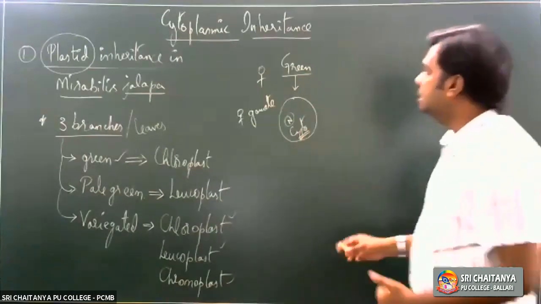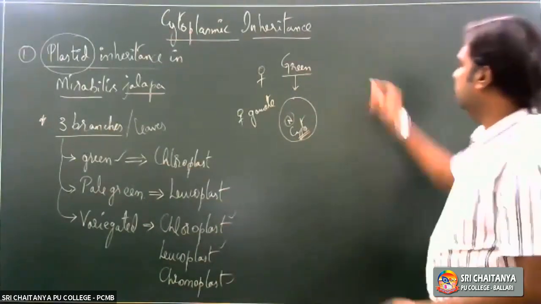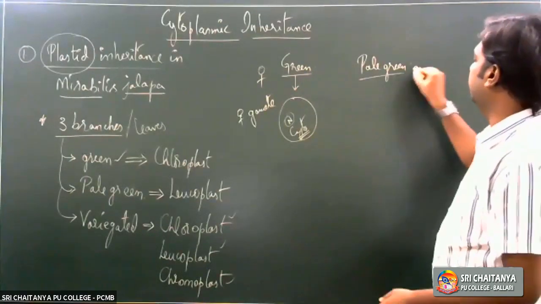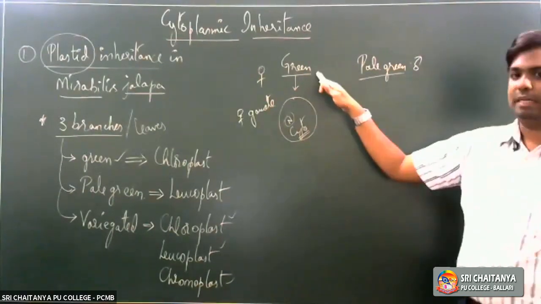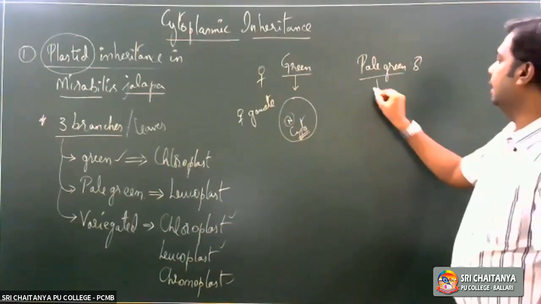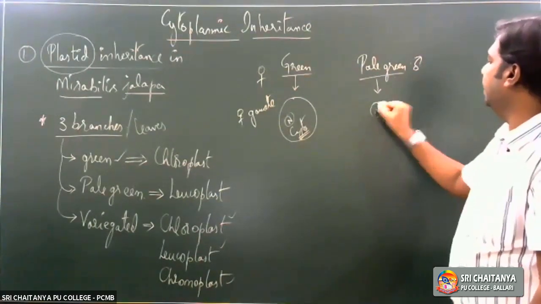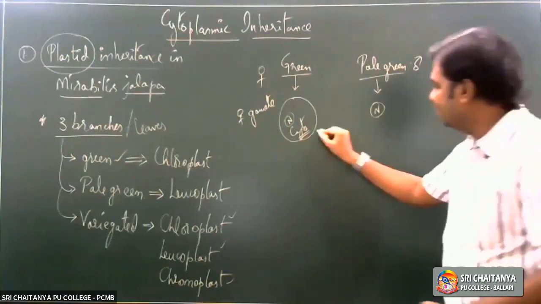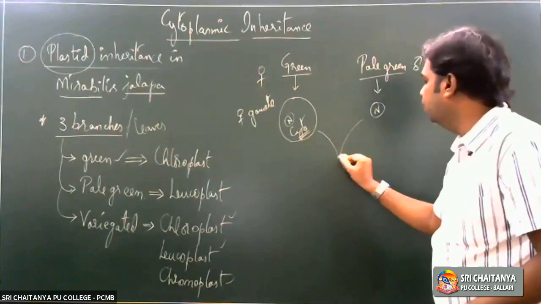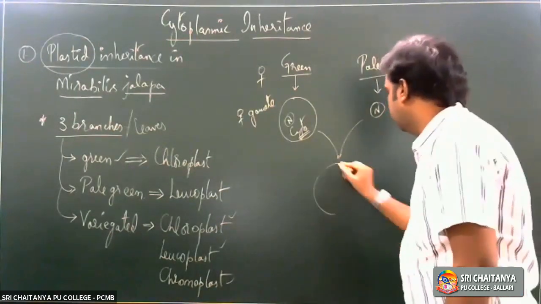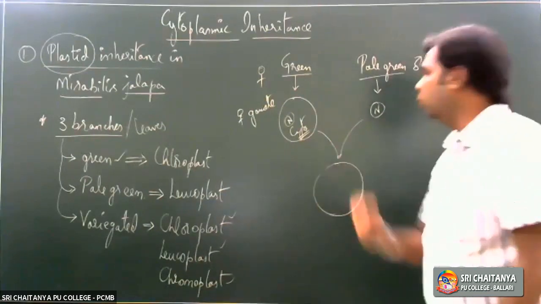Now let us consider a pale green color male. The female is green, so we have the female gamete here. The male is pale green, and this pale green male will produce a gamete with only the nucleus. So once fertilization happens between the two, a zygote is formed.